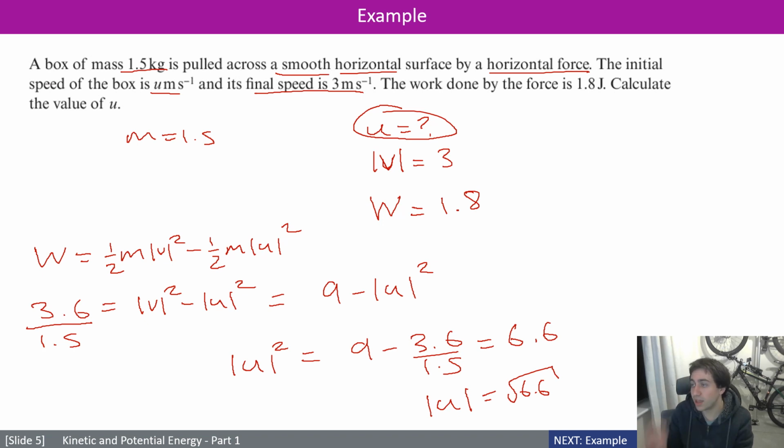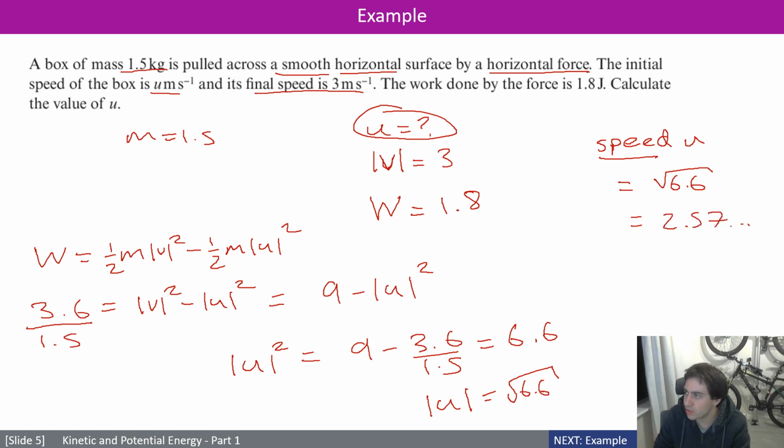Calculate the value of u. U, in this case, they actually meant it to mean speed. However, I've been using it as a vector. So for lack of ambiguity, I'll just say the speed u equals square root of 6.6. And best to, in these cases, actually work out what this might be. It's about 2.57, let's say, to 3 significant figures. Okay, so not too complicated, just making use of the formula, if you trust that the formula makes sense at this stage.